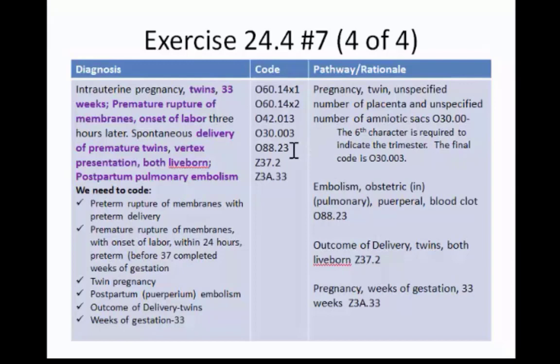O88 is the embolism that was mentioned here, the postpartum embolism. It's puerperal, P-U-E-R-P-E-R-A-L, and that is postpartum. So that's going to determine your final characters. Outcome of delivery, twins, both live born, and your weeks of gestation.